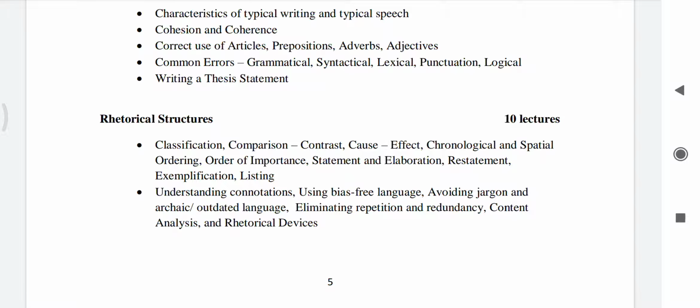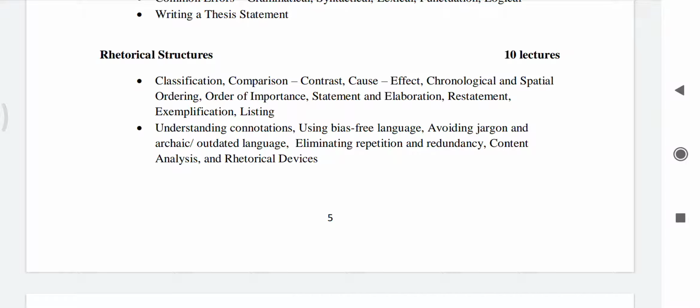Writing a thesis statement is one of the areas that we are going to study. Then, while writing, we have certain types of rhetorical structures. We write in a classificatory way. We write in comparison, contrast, cause and effect, chronological, spatial ordering, order of importance, statement and elaboration, restatement, exemplification, and listing. This needs to be studied.